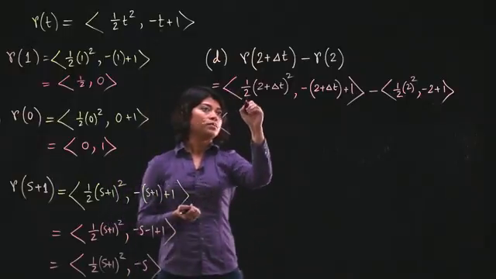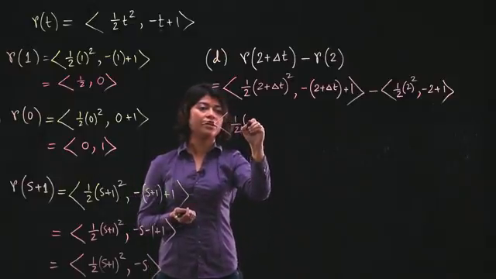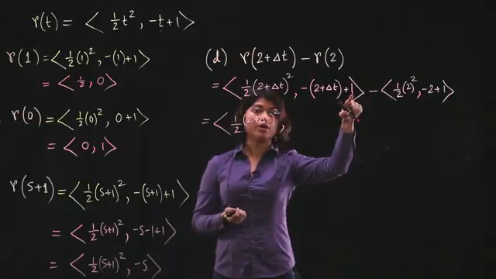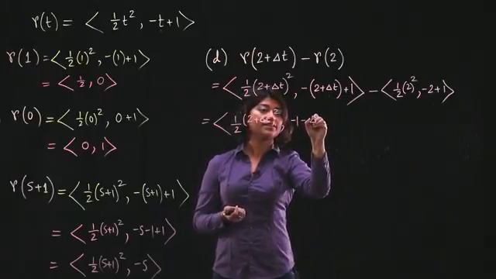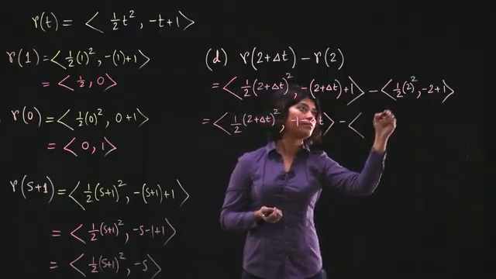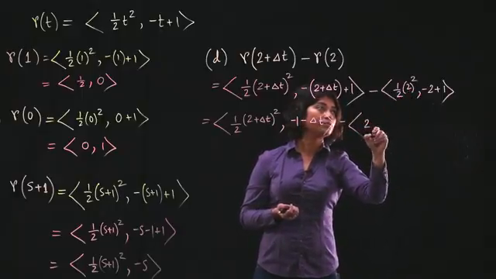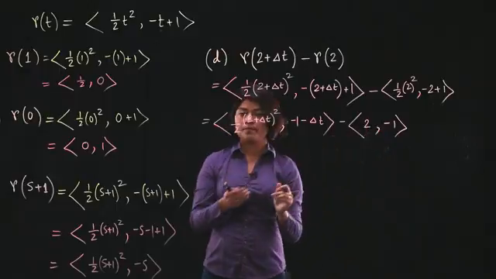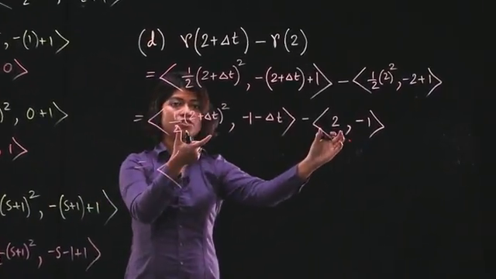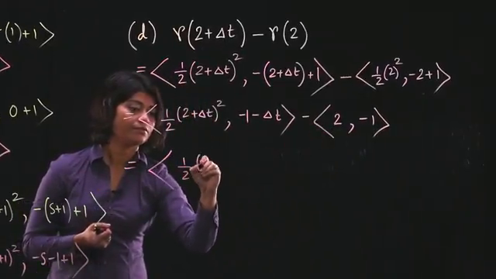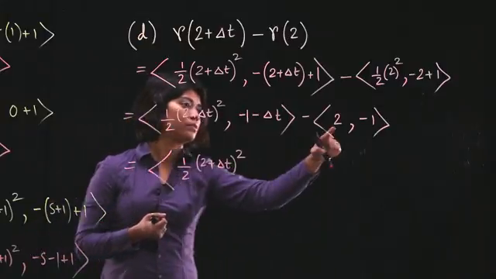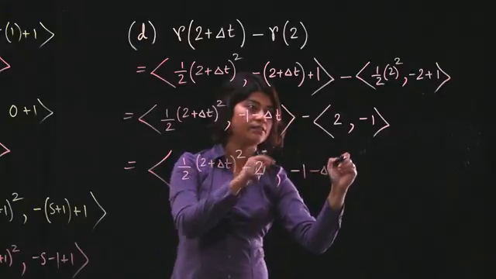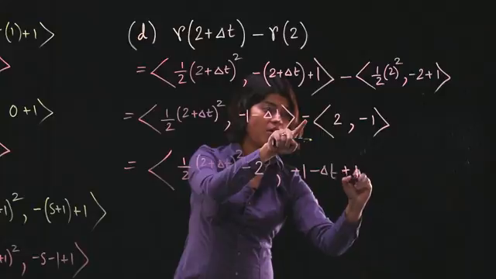Okay, let's simplify. For the first expression, we have 1/2 times 2 plus delta t square. Then we have negative 2 plus 1, that's a negative 1, and a negative delta t. And you're subtracting. 2 square is 4, 4 divided by 2 is 2, and negative 2 plus 1 is negative 1. Okay. Well, we can combine the two together. So you subtract the first components and we get 1/2 2 plus delta t square minus 2, comma, and then subtract the second components. So negative 1 negative delta t, negative of negative 1. So this becomes positive 1.